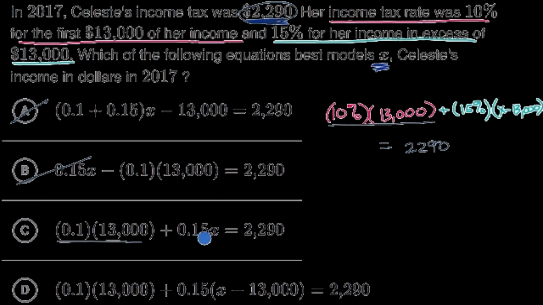And then 15% on her total income. No, it should be on the excess. So this one is not right. Rule this one out. Let's hope this one works. So 10% of the first 13,000, that's equivalent to that, plus 15% of the excess. So that is equivalent to this, and that should be equal to $2,290. So I like that choice.